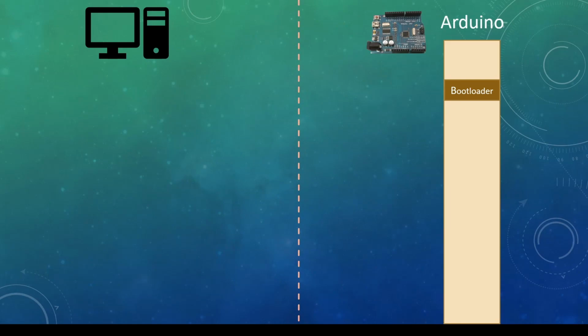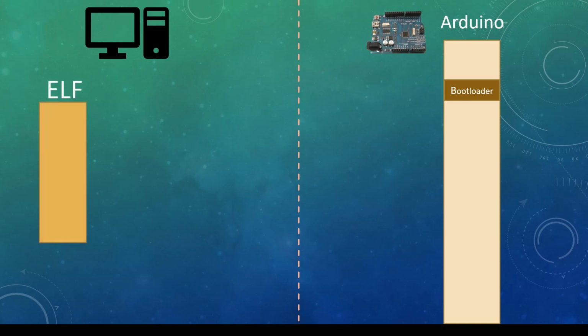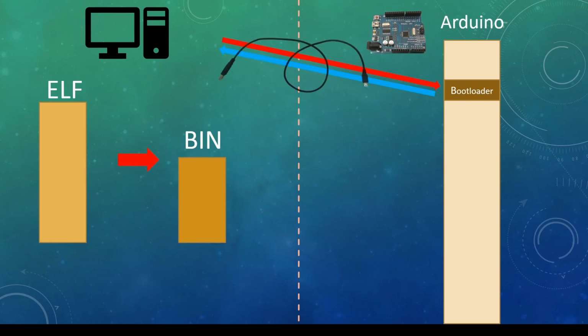The burning flow is as follows. On the left we have our development machine, and on the right we have the Arduino with a pre-burnt bootloader on it. On our development machine, we first build an ELF file from our code and then extract a bin from it. After that, the studio will use software to do a two-way communication with the bootloader on the Arduino and send our program to the bootloader. This is done over the serial cable. Then the bootloader will burn our program on the flash and jump to execute it.